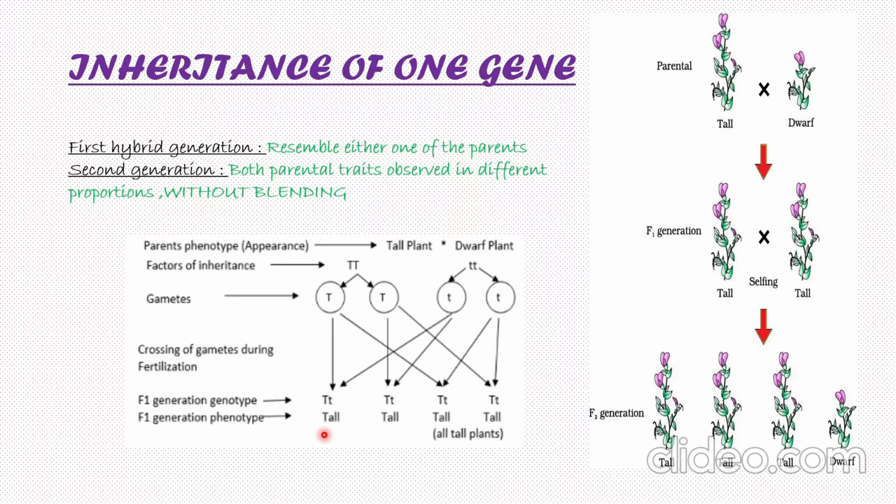And by heterozygous tall, I mean the genotype capital T and small t. And when any two of the F1 offsprings were selfed, the second filial generation showed both parental traits but in different proportions. As you can see, the dominant trait here, the tall one, is mostly seen than the dwarf offsprings in F2. Very importantly, we see no blending of variance here. That is, there is no plant of height intermediate between the tall and the dwarf.